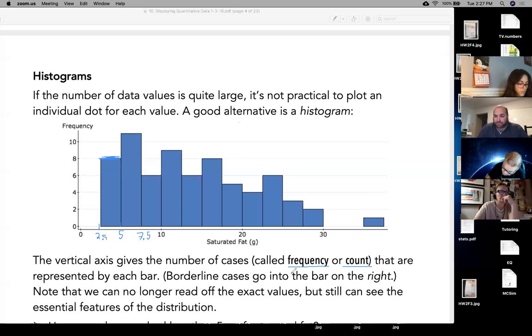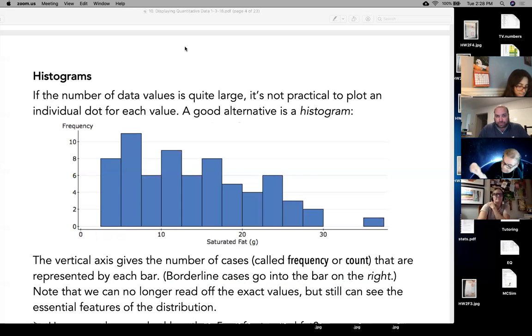Of course, one thing you have to ask is, what if it lands exactly at 5 on the dot? Do we put that in the left bar or do we put that in the right bar? Now, it says here, borderline cases go to the bar on the right. That is not a hard and fast rule. That's just a choice. You can't count it twice, so you can't put one in each bar. You've got to make a choice. This particular author decided on the right, but they don't have to be on the right. You can go left. Once you make a choice, you have to stick with it. Does that make sense?